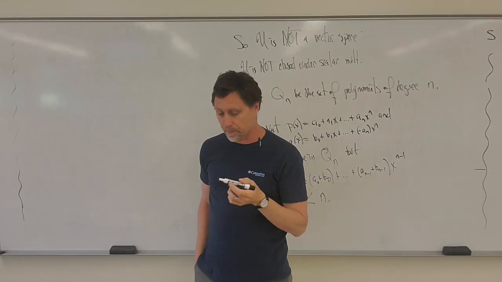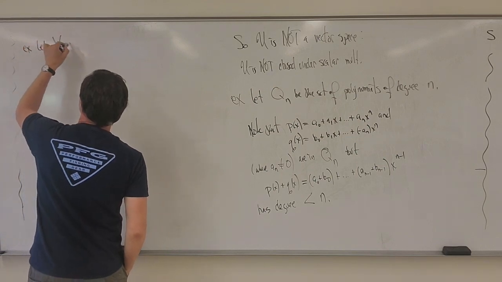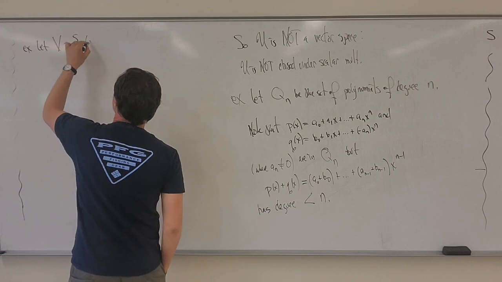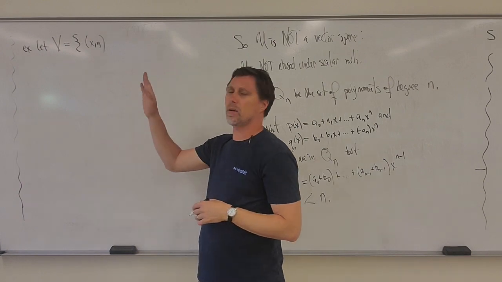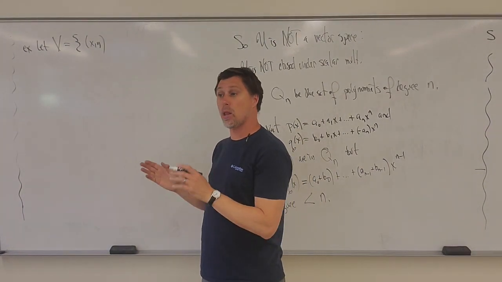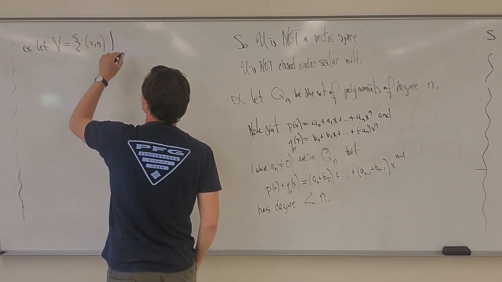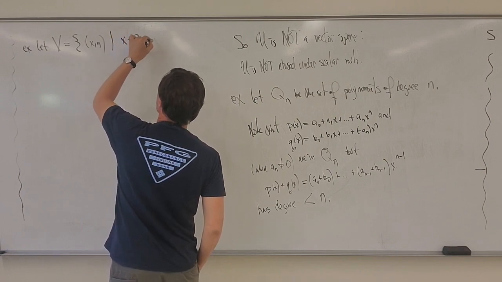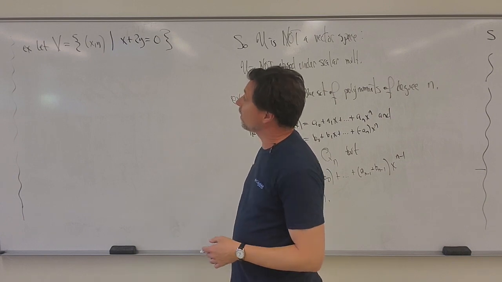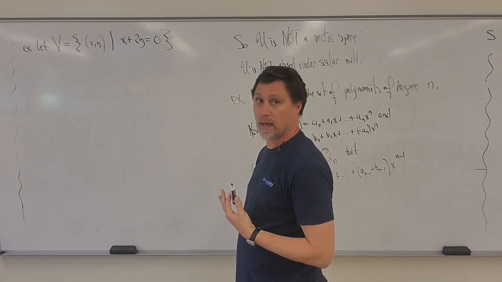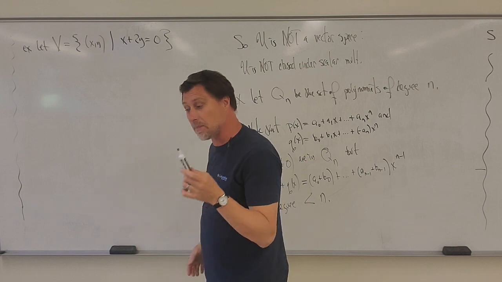I want to do one more example. So let capital V be the set of all ordered pairs. So these are elements of R2. Remember, sometimes we write our elements of Rn as column vectors, but we can also write them in parentheses. It saves space, and so I'm going to do it this way just so we can get used to it. So let's look at this set right here. V equals the set of all ordered pairs x comma y, such that x and y satisfy this. So this is a subset of R2.